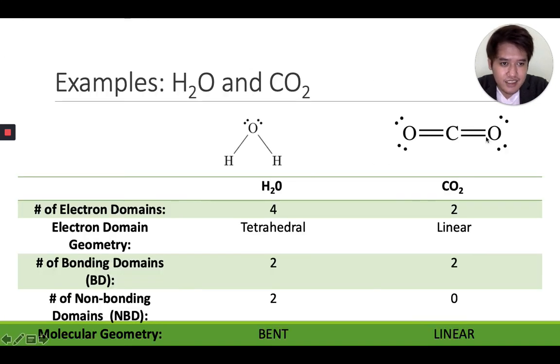Now, in the case of carbon dioxide, a double bond and a triple bond are each considered to be one domain. So if you have this structure, you can count one, two electron domains. So there are two electron domains for carbon dioxide, and the electron domain geometry there is linear. We do not see any non-bonding pair or non-bonding domain, so the molecular geometry is the same as the electron domain geometry, which is linear.